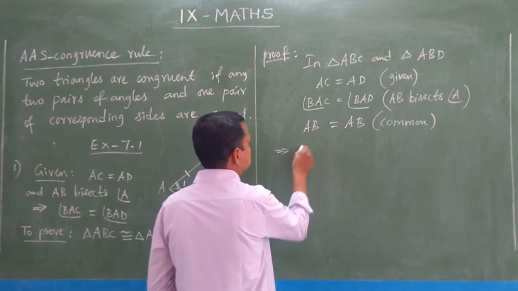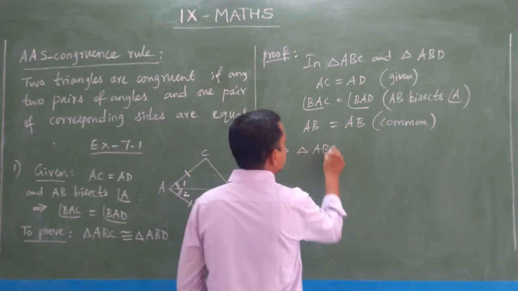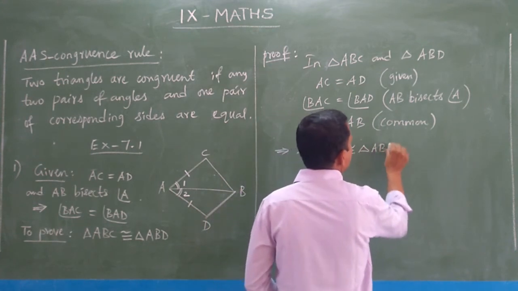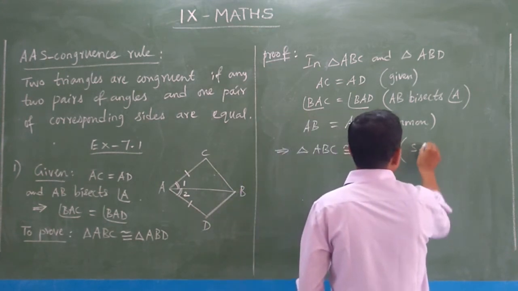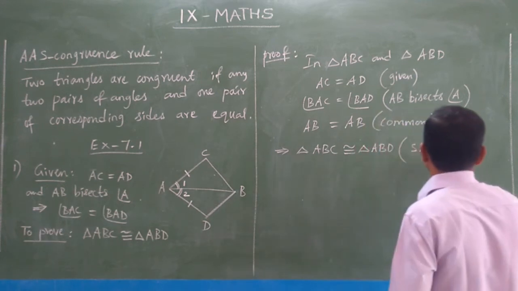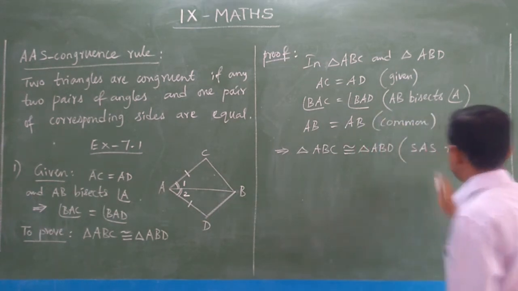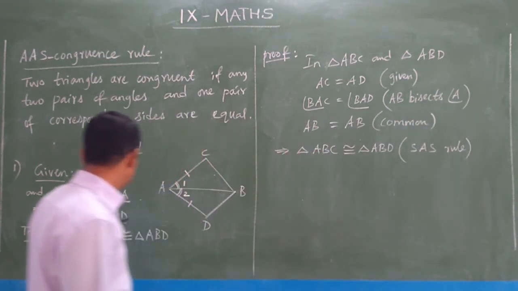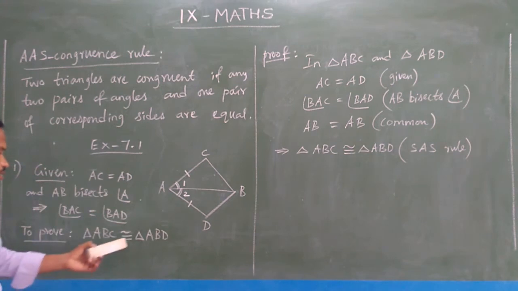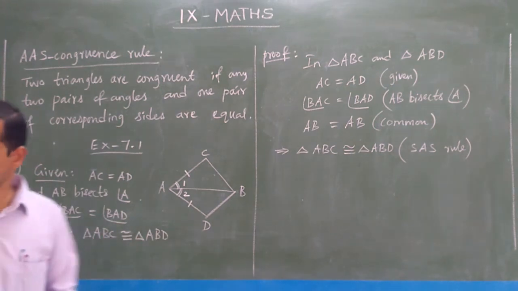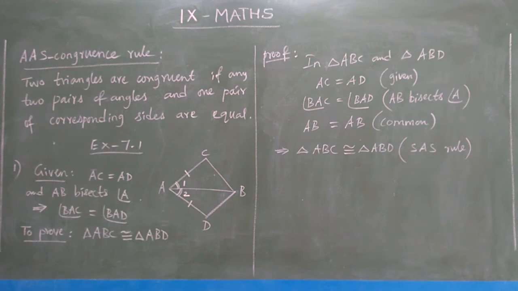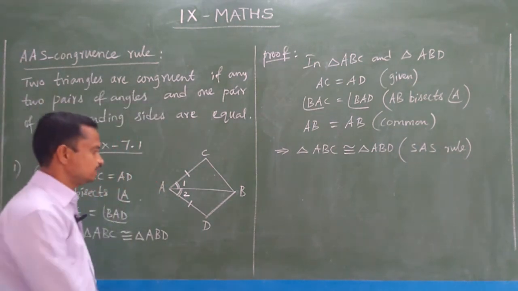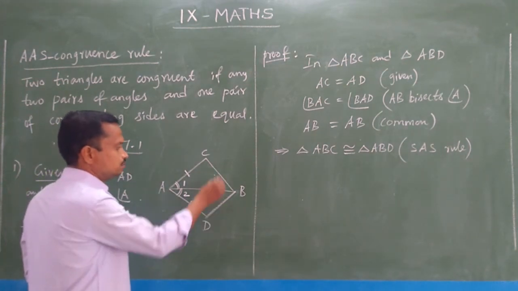This implies triangle ABC is congruent to triangle ABD. SAS, 2 pairs of sides, 1 angle. SAS rule, like that we have to write. This is enough. The reason: SAS rule. And after proving that they are congruent, the first one, okay, to prove these two triangles are congruent. But in the question it is given, what can you say about BC and BD? The additional question is there, BC, BD.